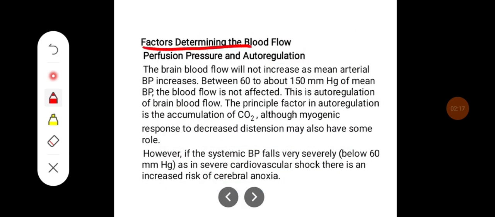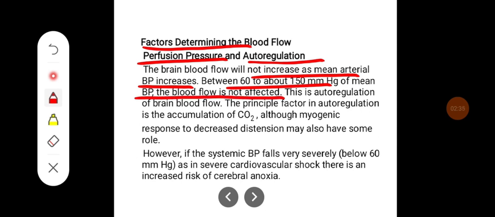Factors that are going to determine the cerebral blood flow: it is determined by perfusion pressure and autoregulation. The brain blood flow will not increase as mean arterial blood pressure increases. Between 60 and about 150 mm of mercury of mean blood pressure, the blood flow is not affected. So this is autoregulation of the brain blood flow.